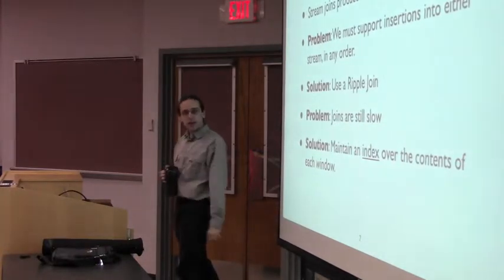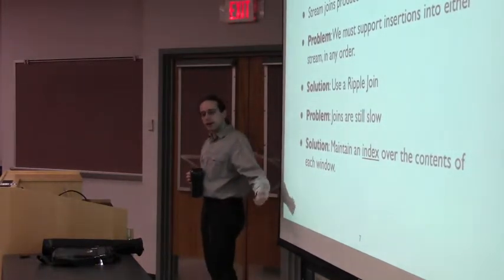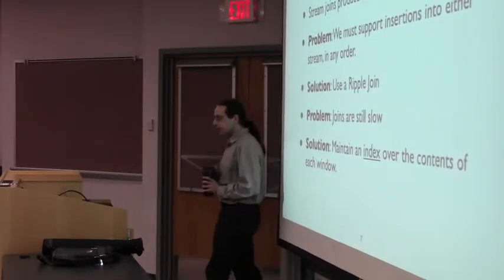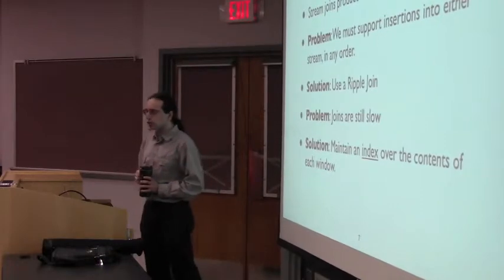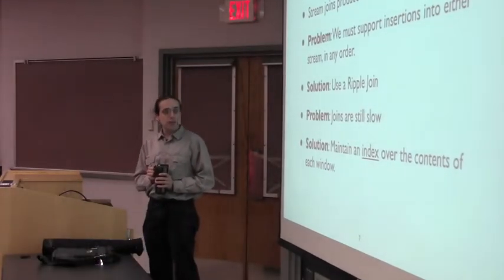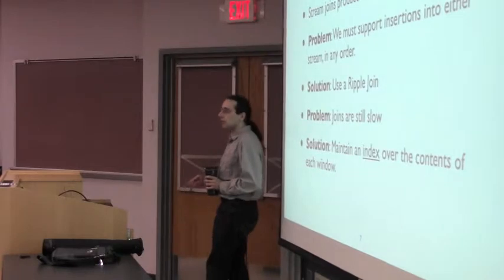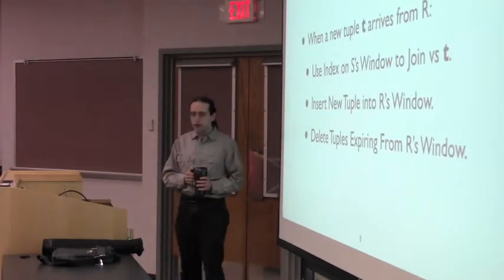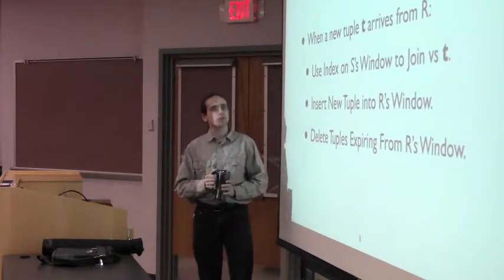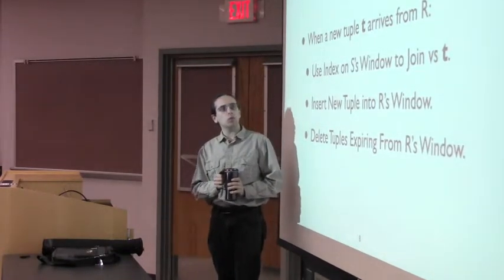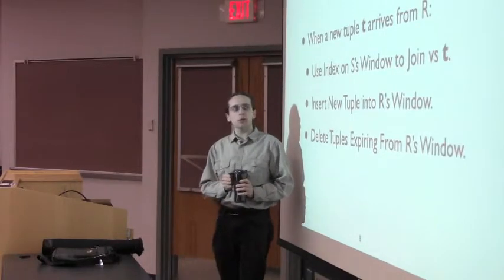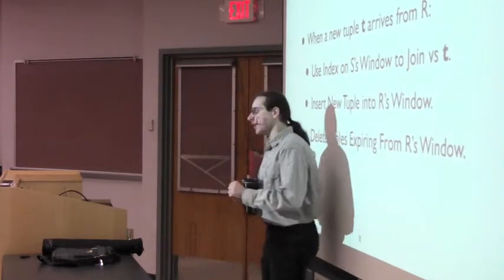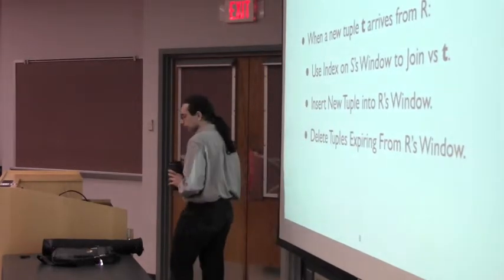Now, the problem here is that this is still going to take time that's linear in the size of the window. So we need to be able to do that join much more efficiently. In order to do that, we can build an index over the contents of a given window. So when a new tuple shows up, let's say in relation R, if we have such an index, we can use it to very quickly identify tuples in S that join against that newly arrived tuple.